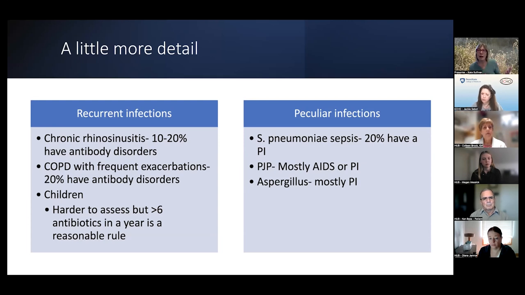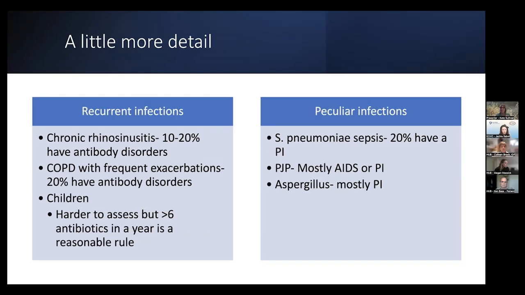So chronic rhinosinusitis. Now, these numbers are taken from about 4 papers. All of them are tertiary care referral centers. So it's going to be a little different in the community, but it's the data that we have. Among tertiary care referral centers for chronic rhinosinusitis, 10 to 20% of those folks have an antibody disorder. That's high enough to step back and think about testing. What about COPD with frequent exacerbations? Among those populations, 20% have an antibody disorder.